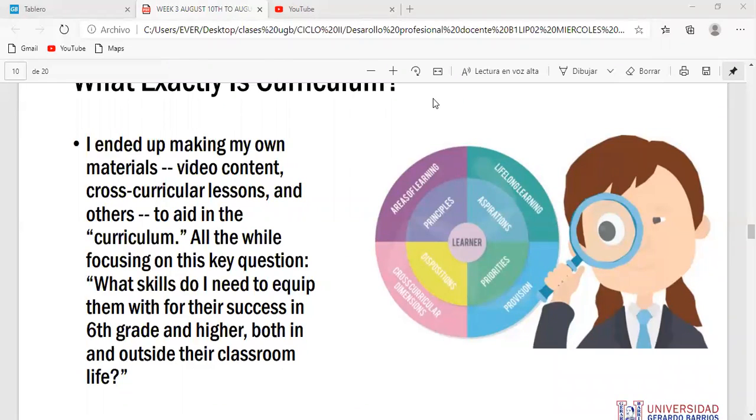Sure. And I ended up making my own video content, curricular lessons, and others to aid the curriculum, all the while focusing on this key question. What skills do I need to keep them with in sixth grade and higher, both in and outside their classroom life?